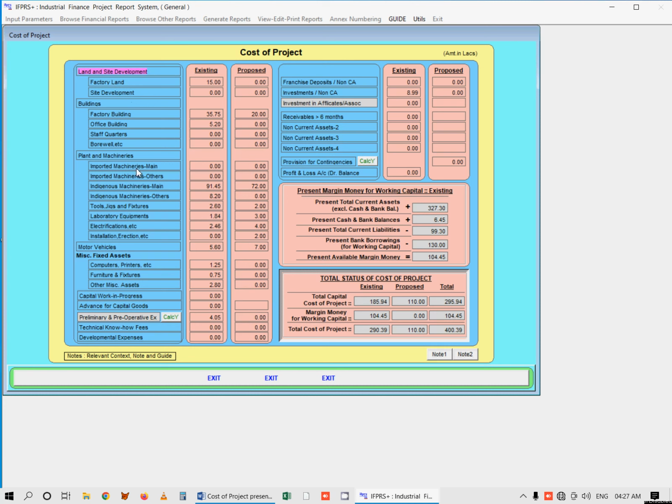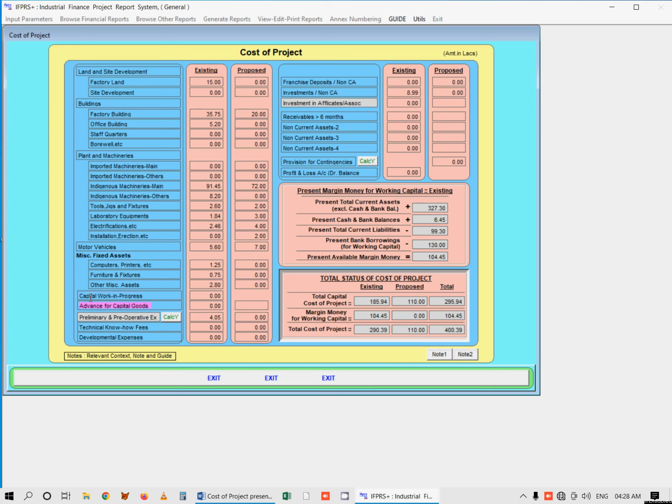The default nomenclature given here are of industrial type, which you may adjust and adapt as may be required in a particular working. For example, working for a hotel project, you may put it as kitchen equipment, hotel interior, hotel air conditioning, hotel furniture and fixtures, etc. Same way, working for a hospital project, you may rename it as OT equipment, X-ray and MRI equipment, and so on. It provides for capital WIP and as well for advance for capital goods.